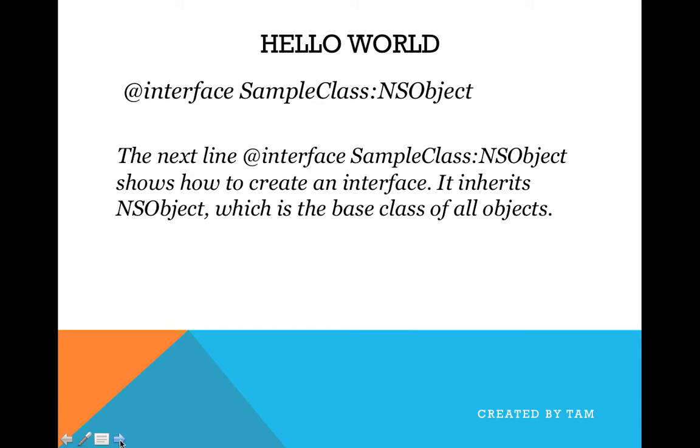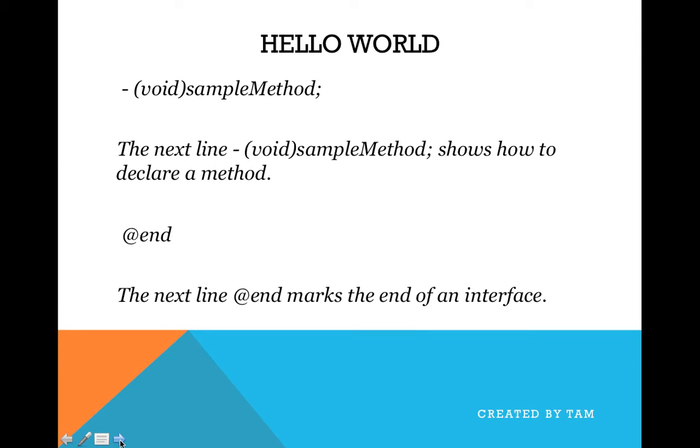Next, the next line, @interface SampleClass : NSObject, shows how to create an interface. It inherits NSObject, which is the base class of all objects. - (void)sampleMethod shows how to declare a method. So whenever you like to declare a method, this is the process of declaring it. And @end marks the end of an interface.